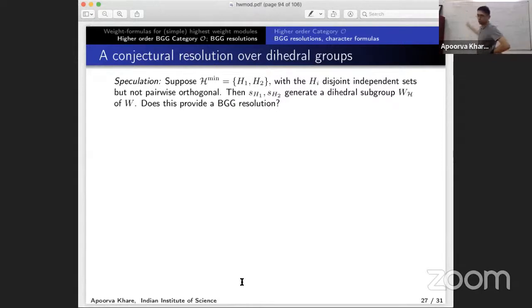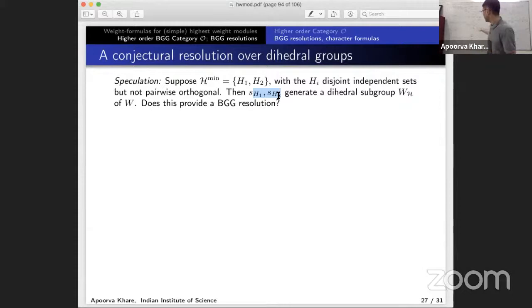So the way we wrote it down on the board, suppose H bin consists of 2 holes which are disjoint, but they don't need to be orthogonal. The first thing I want to understand, you want to resolve these things. The resolution should be indexed by certain elements of the Weyl group, because after all, those are the Verma modules that occur. What are these elements of the Weyl group?